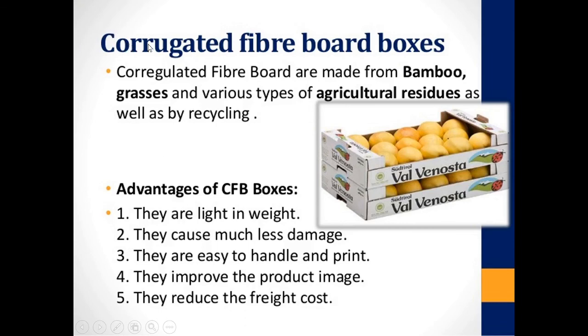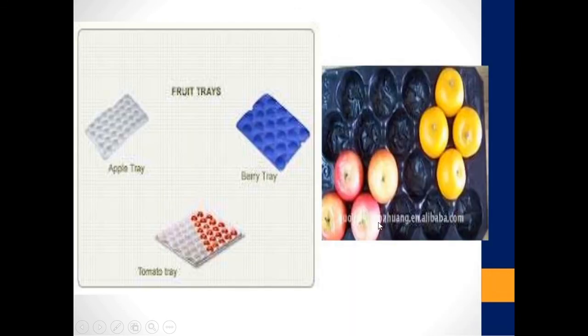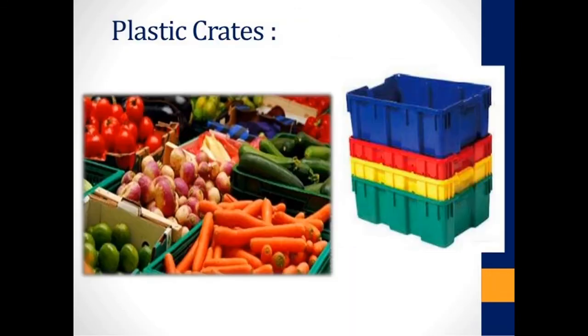And then we have corrugated fiber board boxes. They are made up of bamboo, grasses, and various types of agriculture residues. They are light in weight, cause less damage, and are easy to handle and print. Then we have pulp containers. They are prepared from recycled paper pulp and starch binders. They are biodegradable. Also, we have plastic crates, which are much more sturdy than the above, which we have discussed.